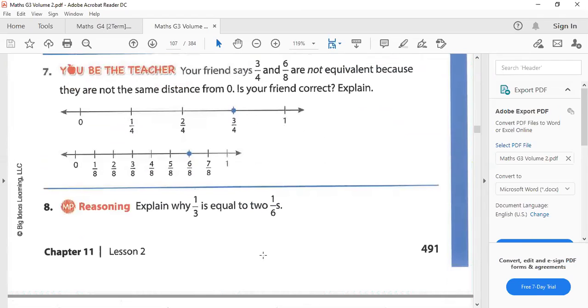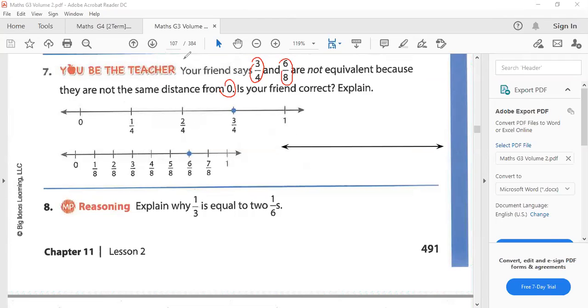Here, Farouk, this is a good question, and I need you please to join me to solve it. This question says, your friend says 3 over 4 and 6 over 8 are not equivalent because they are not the same distance from 0. To understand this question, we need to draw one number line, not two, to put the 2 fractions on the same number line. Okay?